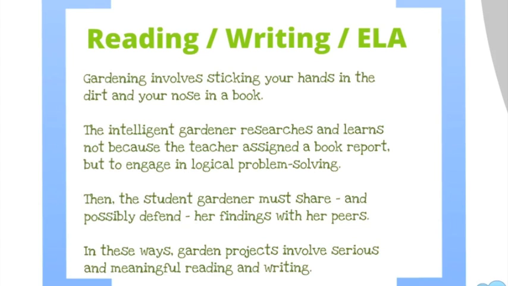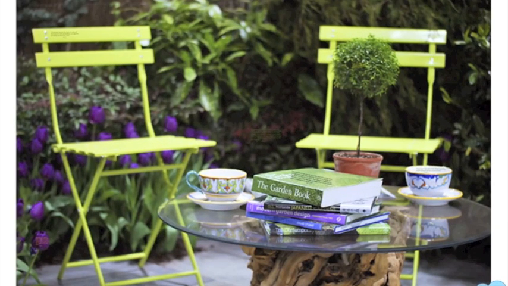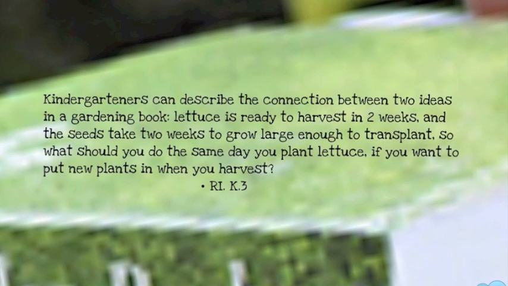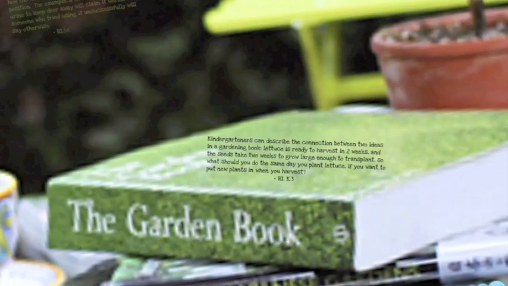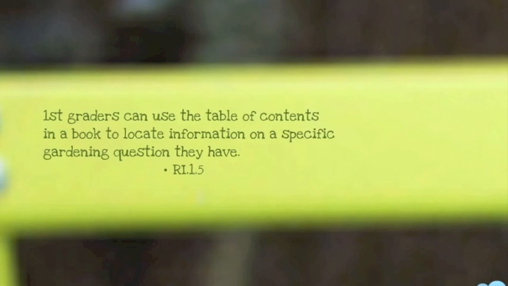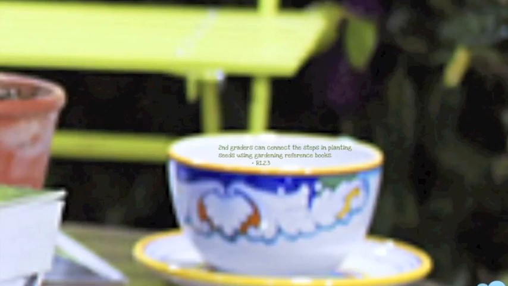Reading, writing, and English language arts also works well with gardening. The intelligent gardener researches and learns not because the teacher assigned a book report, but to engage in logical problem solving. Let's take a look at kindergarten. They can describe the connection between two ideas in a gardening book. If lettuce is ready to harvest in 2 weeks and the seeds take 2 weeks to grow large enough to transplant, so what do? First graders can use the table of contents in a book to locate information on a specific gardening question they have.